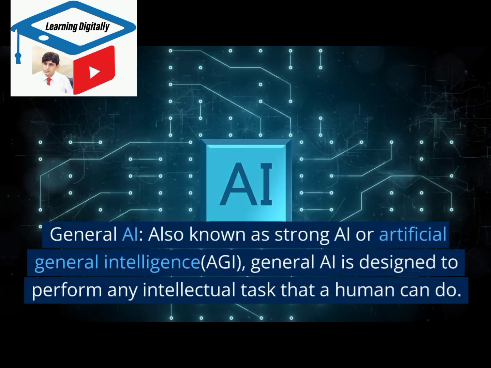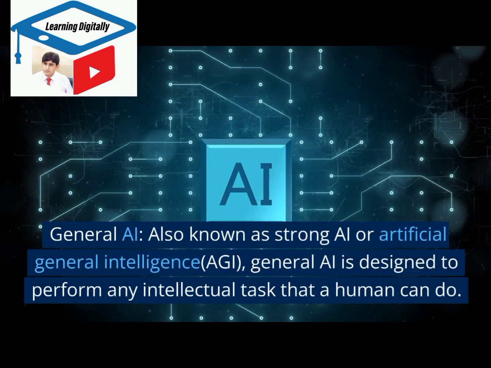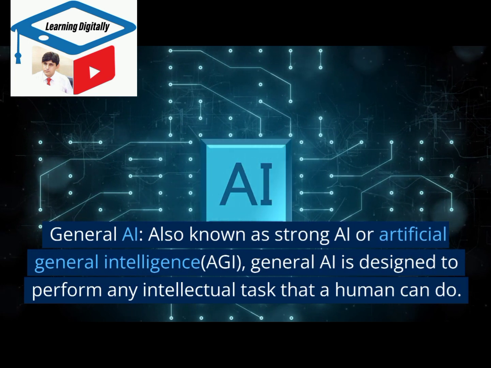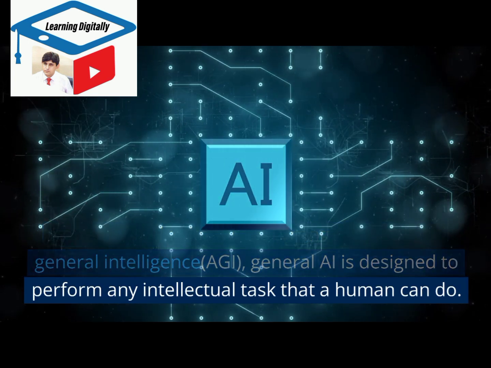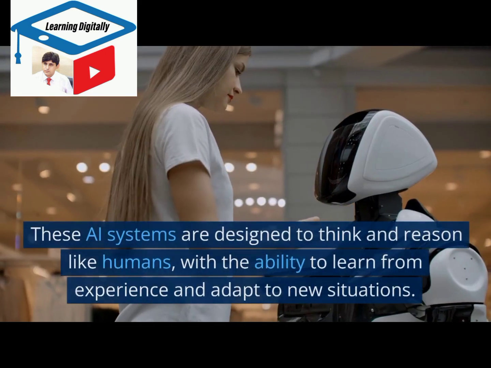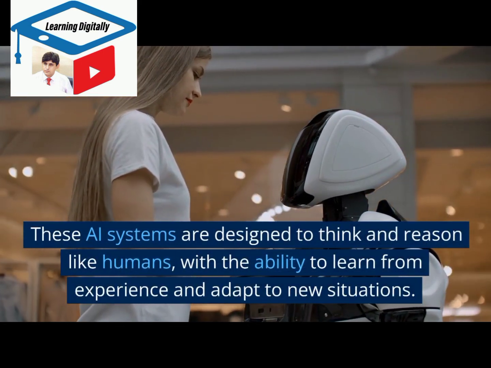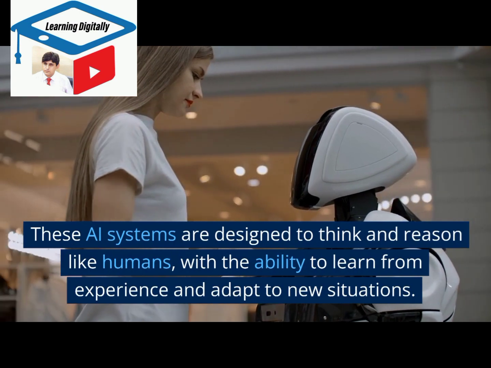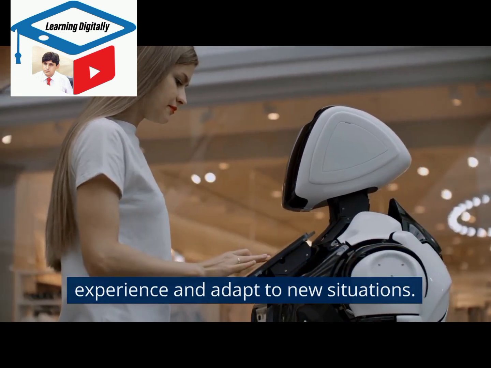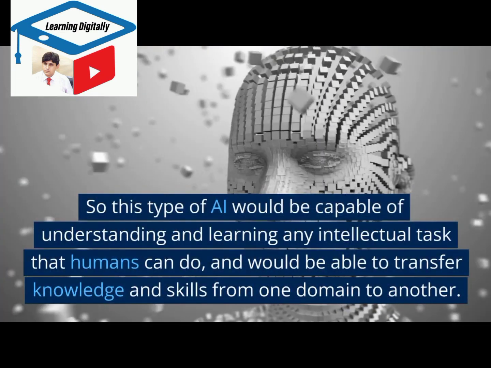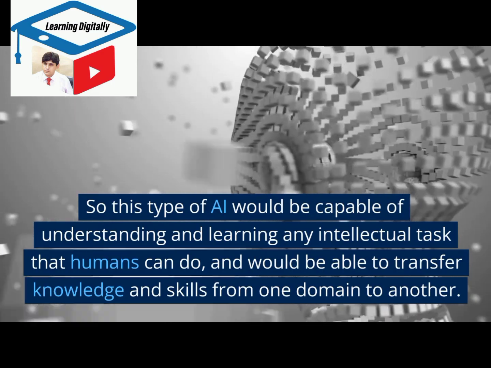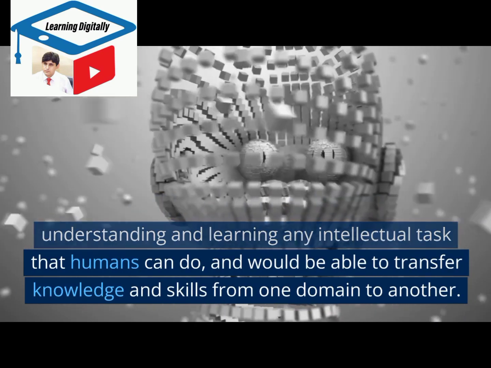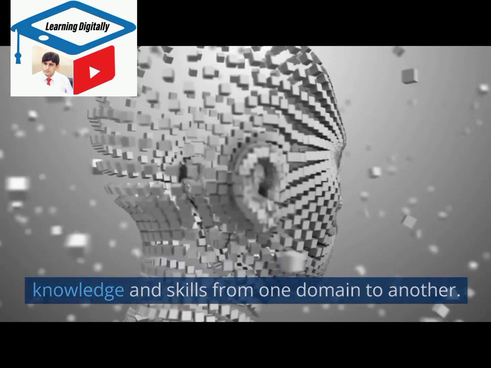General AI, also known as strong AI or artificial general intelligence, AGI. General AI is designed to perform any intellectual task that a human can do. These AI systems are designed to think and reason like humans, with the ability to learn from experience and adapt to new situations. So this type of AI would be capable of understanding and learning any intellectual task that humans can do, and would be able to transfer knowledge and skills from one domain to another.